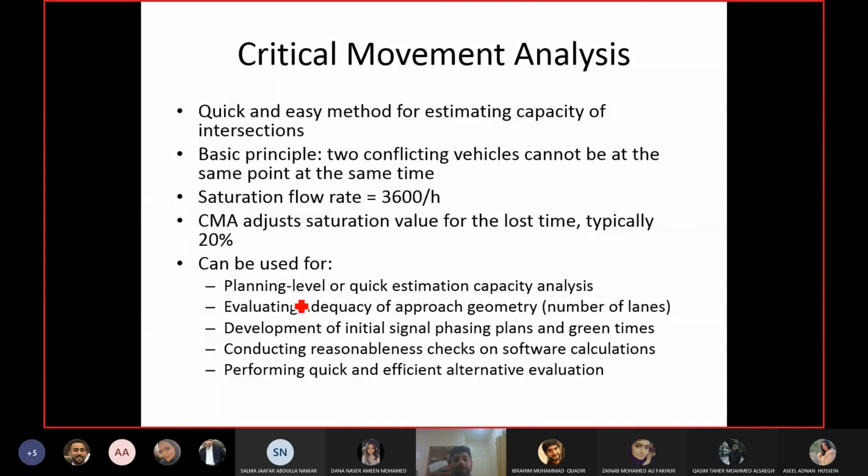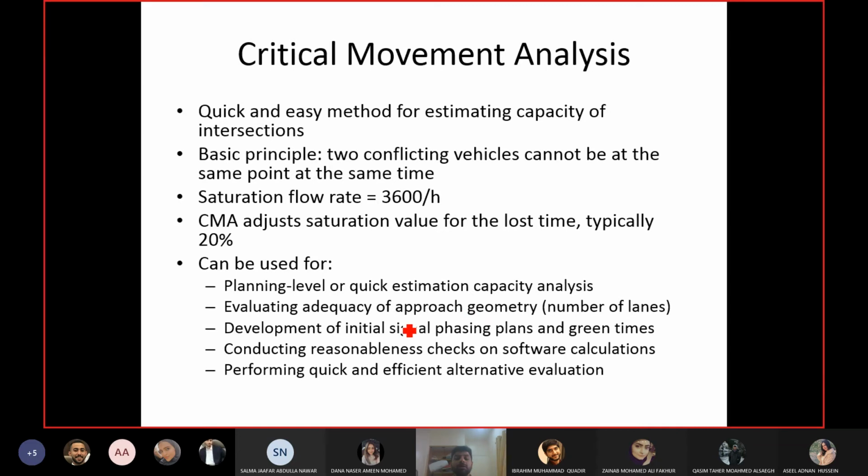You can do planning level or quick estimation of capacity of the intersection. So I want to design an intersection, and I want to estimate very quickly what the capacity will be, so I can compare between different alternatives. I don't have much time for that, so I can use critical movement analysis.